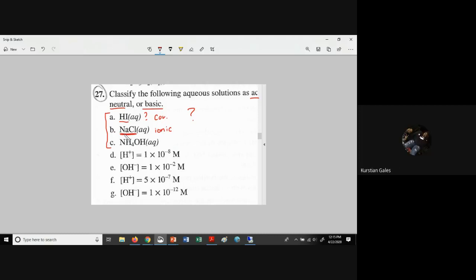Yeah, it's a metal with a non-metal. Perfect answer, that's what I would give. Sodium's a metal and chloride's a non-metal. Hydrogen's a non-metal and iodine's a non-metal, so that's a covalent compound.